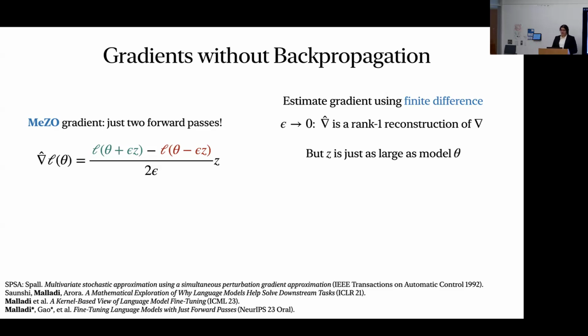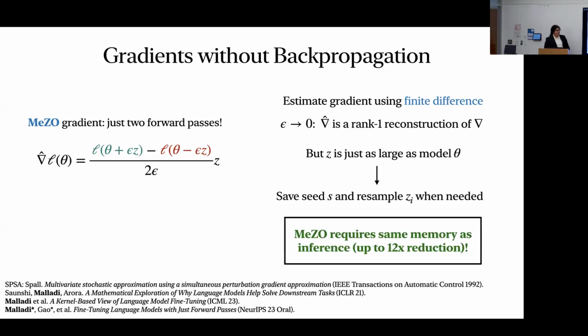Okay, but if we implement this naively, going back to the practical side, z is going to be just as large as our model. So it will incur a non-negligible memory overhead, especially at 30 billion or 60 billion parameters. So what we do is we save the random seed, and we resample each coordinate of z when it's actually needed. This allows us to run our algorithm called MeZO using the same memory that inference required.